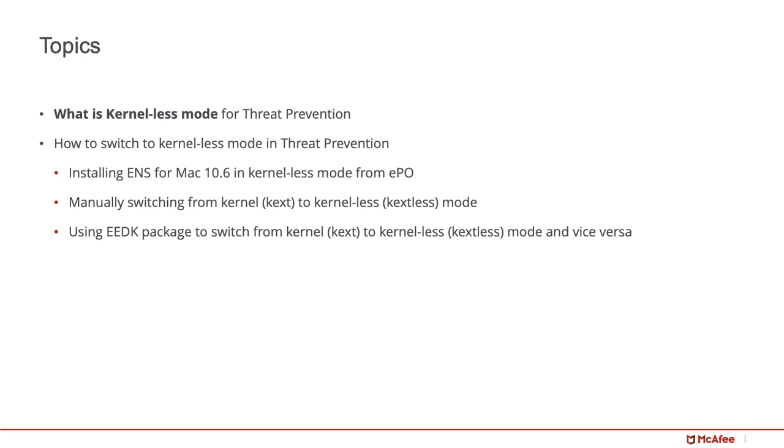There are basically three ways you can switch to kernel-less mode on macOS operating system. First one is installing the ENS Mac 10.6 in kernel-less mode from EPO. The second one is manually switching from kernel to kernel-less mode in command line on macOS operating system. Lastly, using EEDK package to switch from kernel to kernel-less mode.